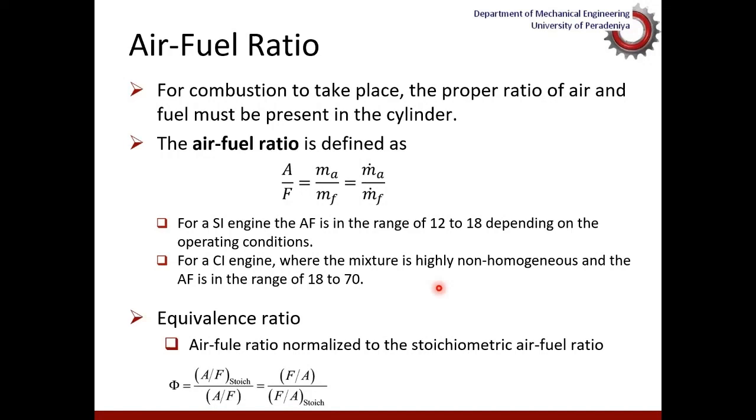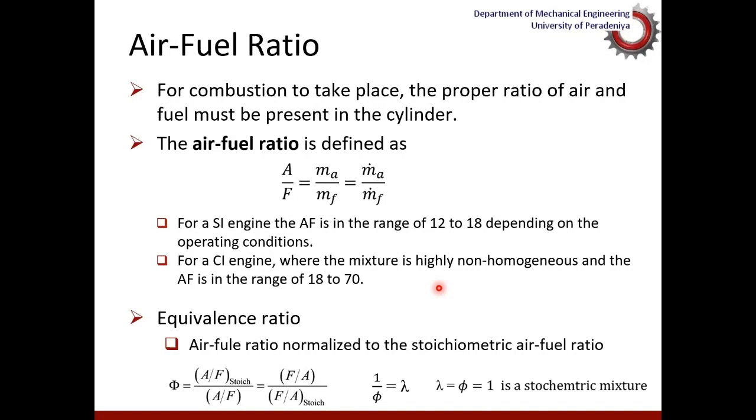And in practical engine jargon, sometimes instead of equivalence ratio, we use something called lambda. Lambda is 1 upon equivalence ratio. So at stoichiometry, lambda equals phi equals 1. For rich mixtures, lambda is less than 1. For lean mixtures, lambda is greater than 1.